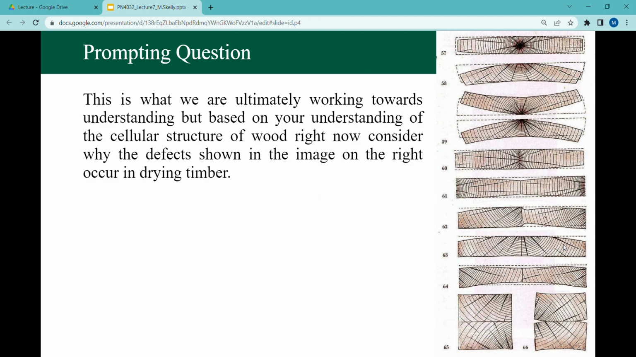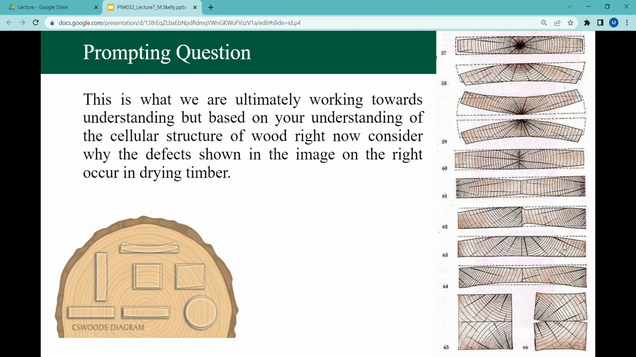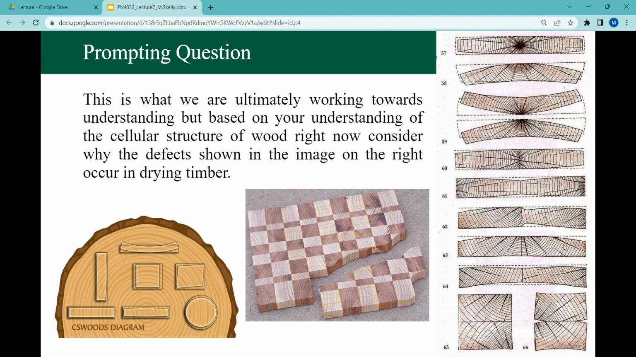This is something we're going to start looking at now, and I want you to try and create a connection between the cellular structure of a tree, the mechanism by which a tree grows, and how that actually affects us when it comes to creating projects. Ultimately this is what we're working towards. We're looking to get a deeper understanding of the cellular structure of timber, of wood, and how it actually affects how we design and manufacture things.